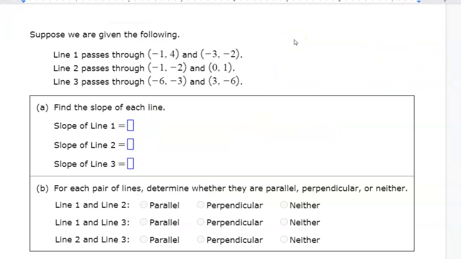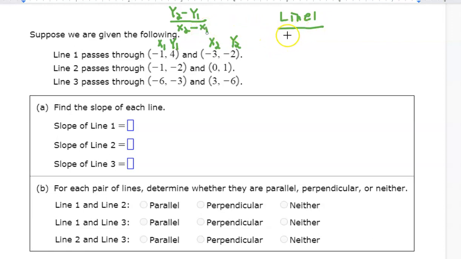Okay, let's keep on trucking. Suppose we were given line 1 through -1, 4, and -3, -2, line 2 through -1, -2, and 0, 1, and line 3 through -6, -3, and 3, -6. Okay, so we're going to go ahead, x1, y1, x2, y2. Okay, so for line 1, remember we have y2 minus y1 over x2 minus x1 for all these calculations.